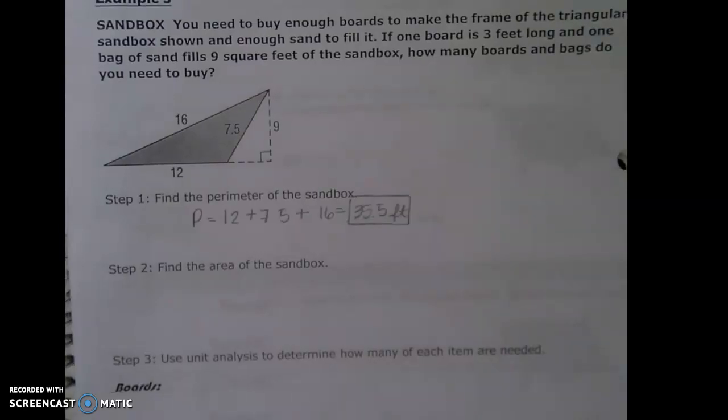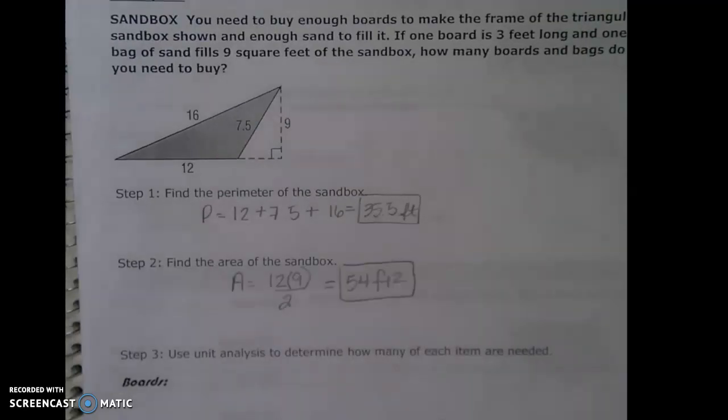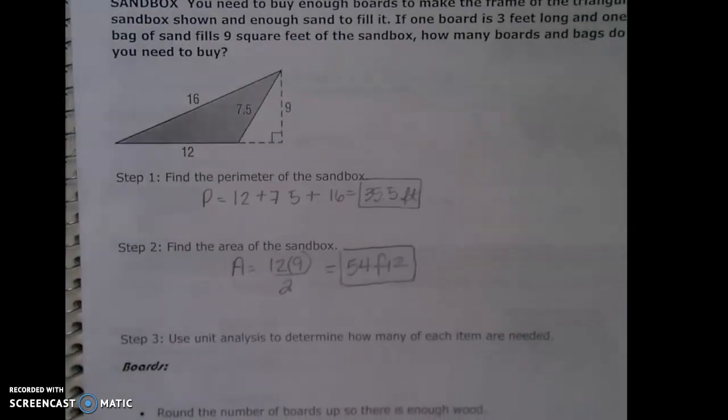All right, there's the perimeter. Now find the area of the sandbox. Go ahead and find the area of the sandbox. The area of the sandbox is 54 feet squared. So now we're going to use unit analysis to determine how many of each item are needed. Unit analysis, shout out to science.